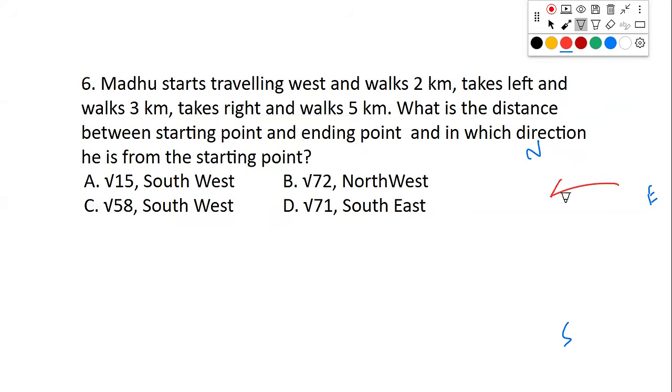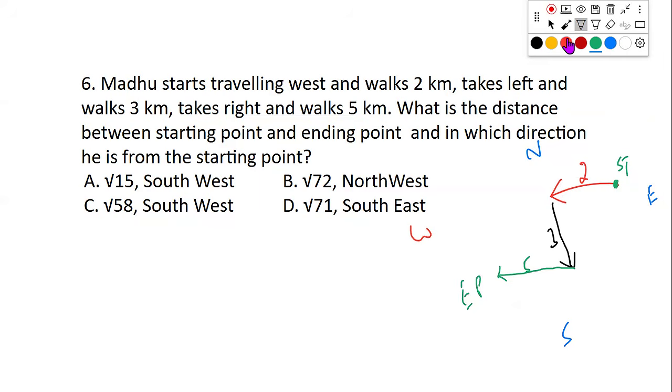I'll try it like this. Say west side 2 kilometers. Now takes a left turn and walks 3 kilometers. Takes a right again and walks 5 kilometers now. What is the distance between the starting point and the ending point? Say this is my start point, this is my end point.